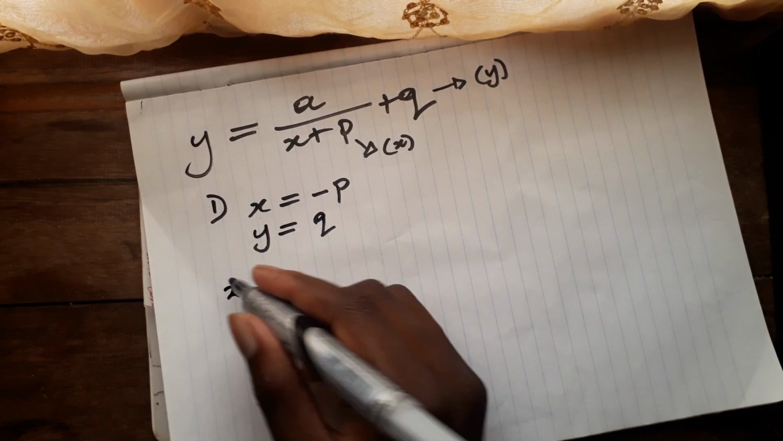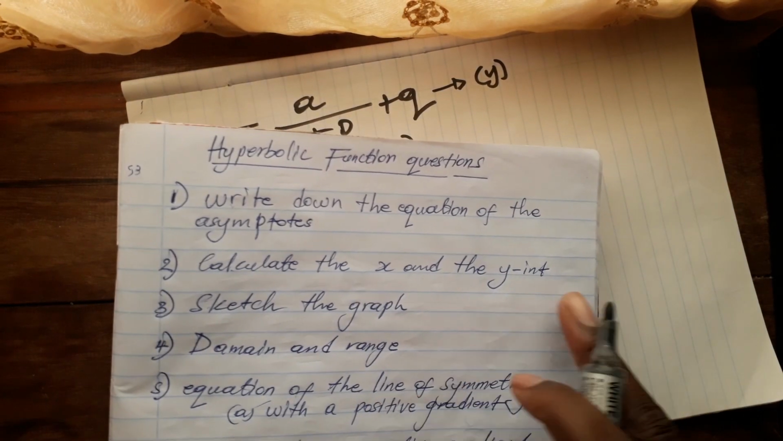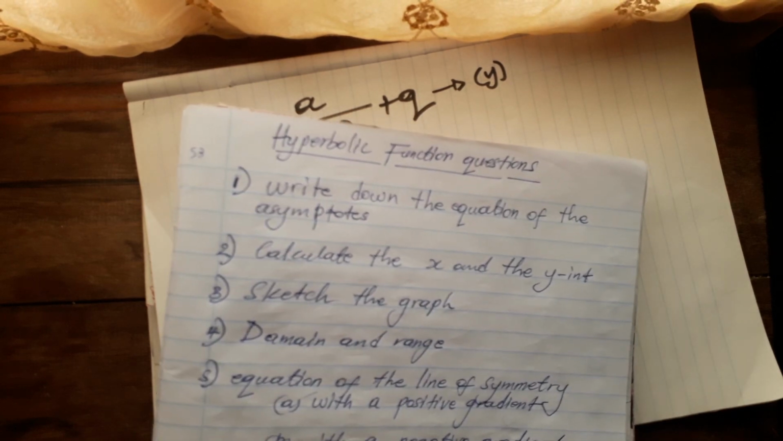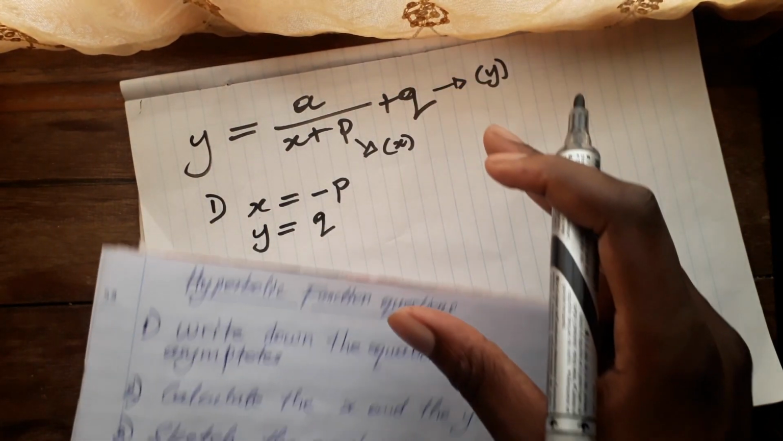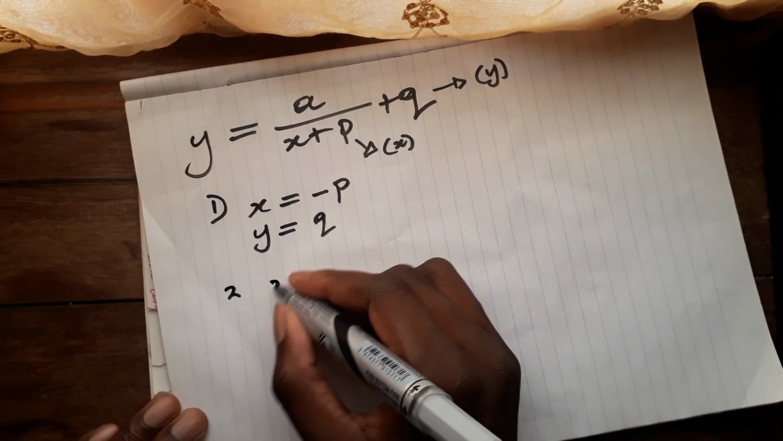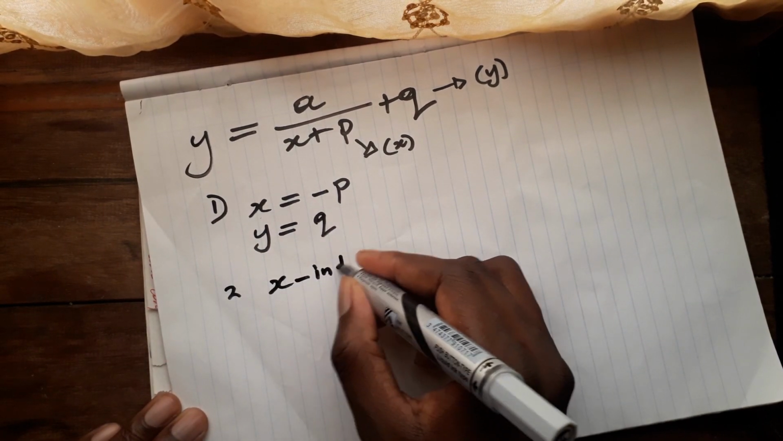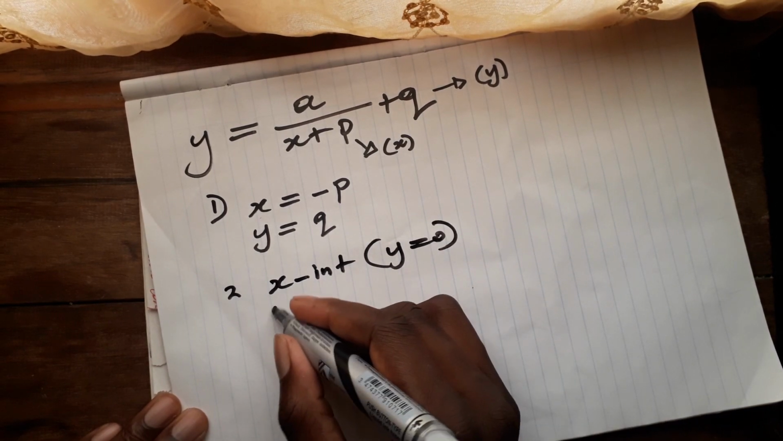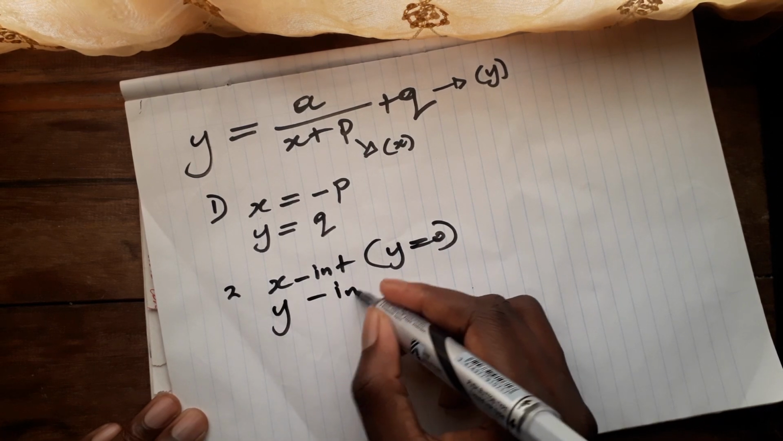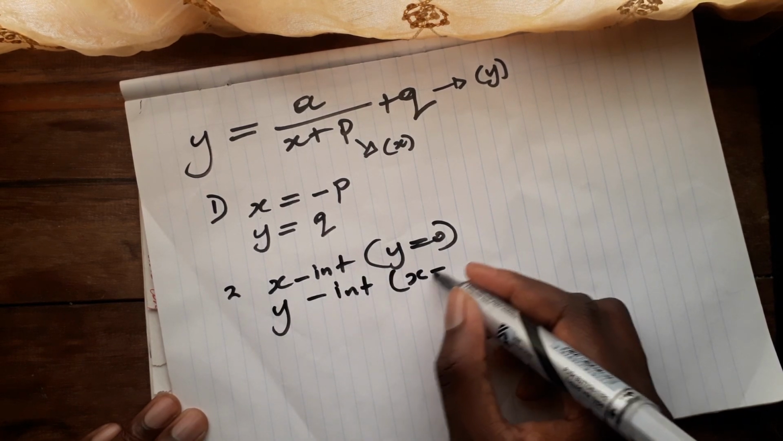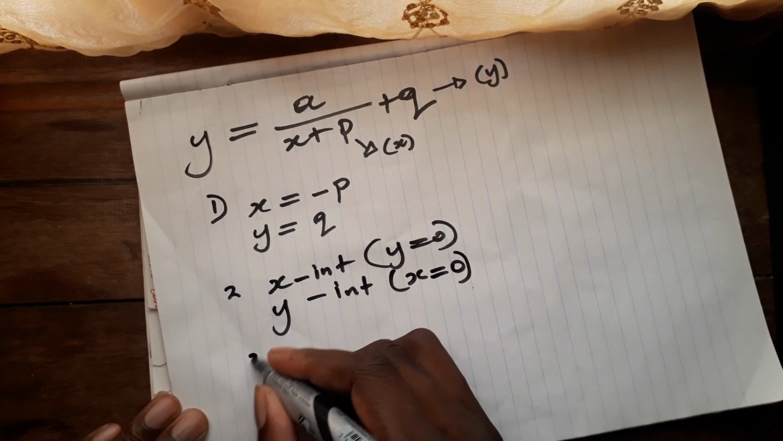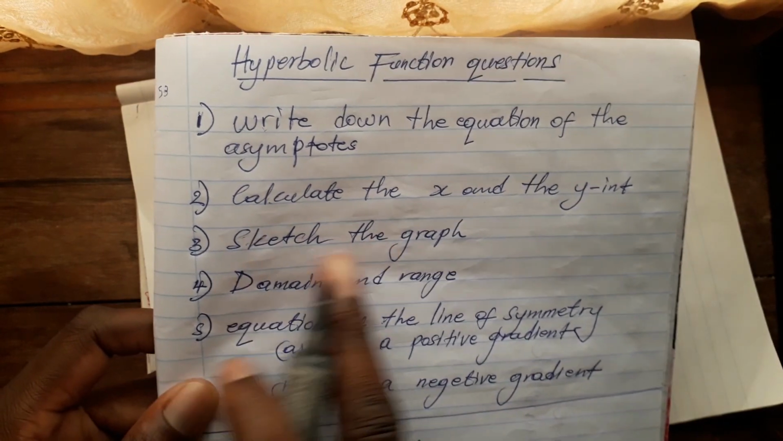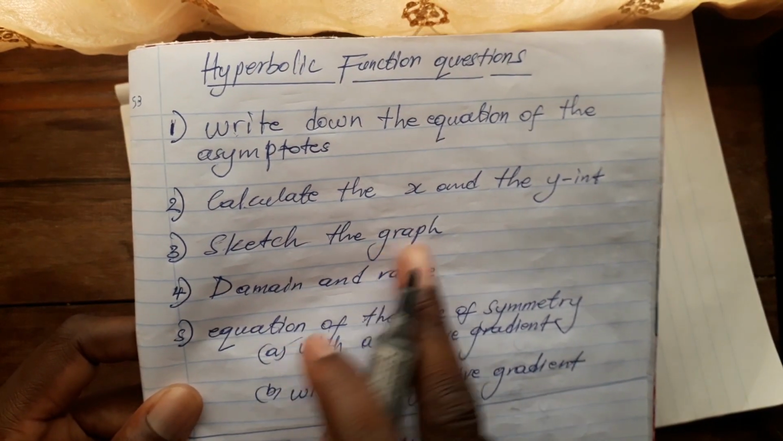The second question: calculate the x and the y intercept. On this one, we are not going to be able to calculate the y and x intercepts since we don't have values. But we know that for the x intercept, we must let y equal 0, and for the y intercept you must let x equal 0. Let's jump to the third question. The third question, we are supposed to sketch a graph. We are going to skip this one as well.